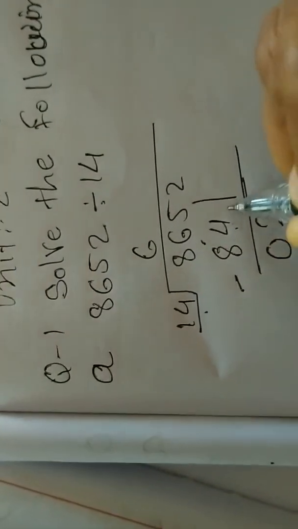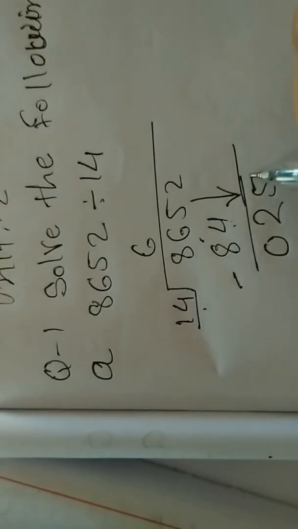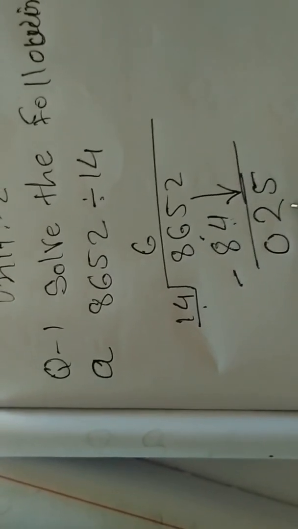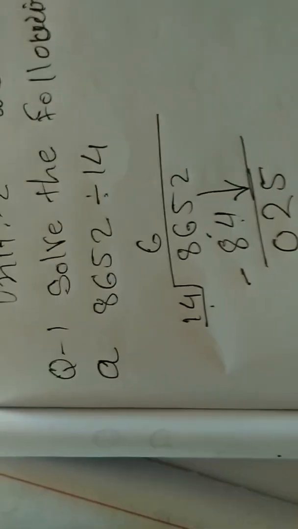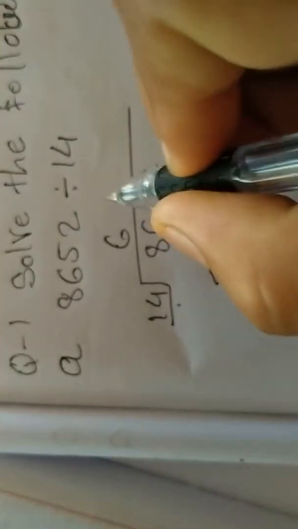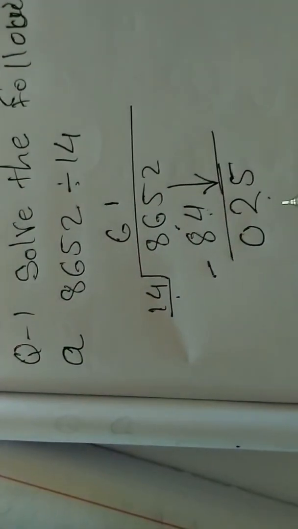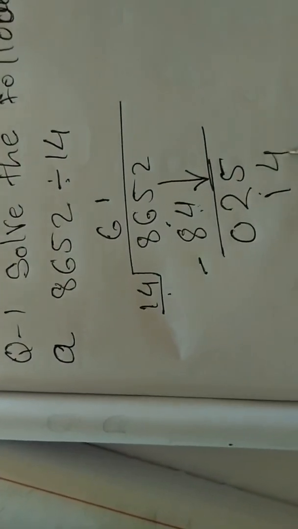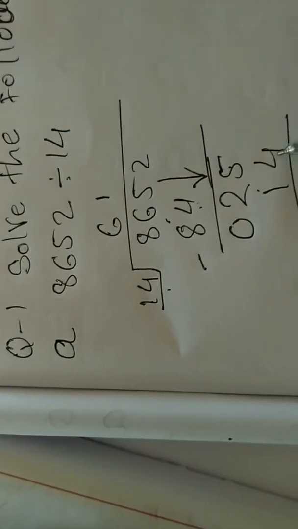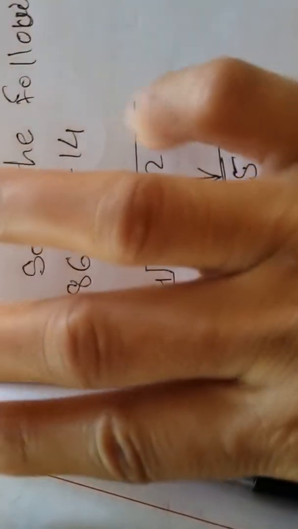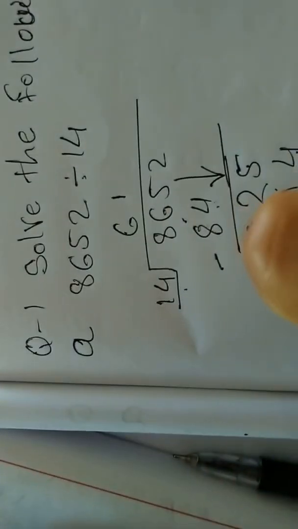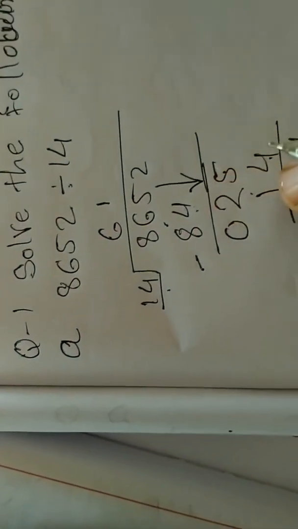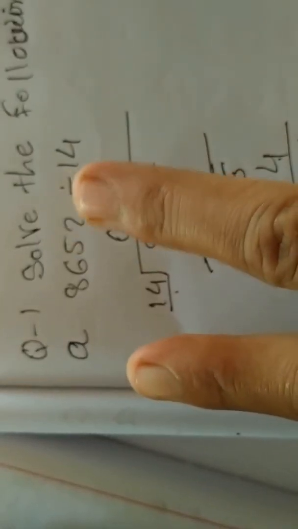Now we'll bring down here 5. Next number is 25. 14 ones are 14. 14 twos are 28. 14 ones are 14. So here we have to write 14. 5 minus 4. 5 on your finger. Cut 4. 1 2 3 4. Remaining number is 1. So we have to write here 1. 2 minus 1. 2 on your finger. Cut 1. So remaining number is 1. We have to write here 1.